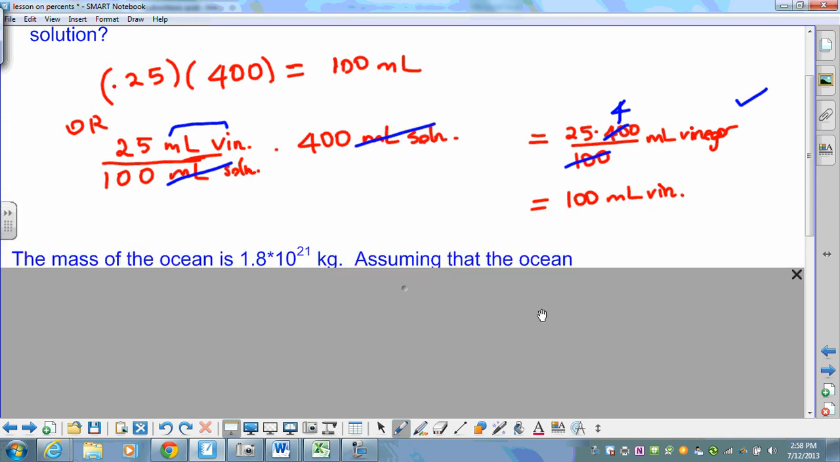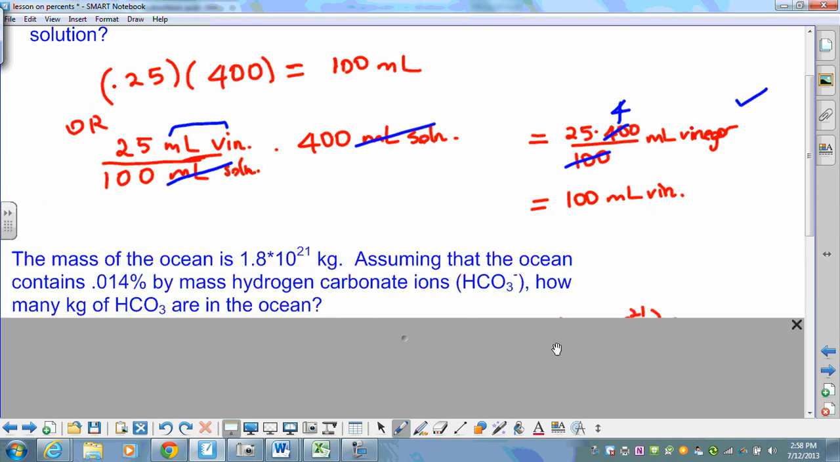And here's our last example for this segment. So we have the mass of the ocean, 1.8 times 10 to the 21 kilograms. And suppose that this body of water contains 0.014% by mass hydrogen carbonate ions, HCO3. How many kilograms of hydrogen carbonate ions then are in this body of water in the ocean? So it's a very similar question to everything we've done. The numbers are just a little bit messier.